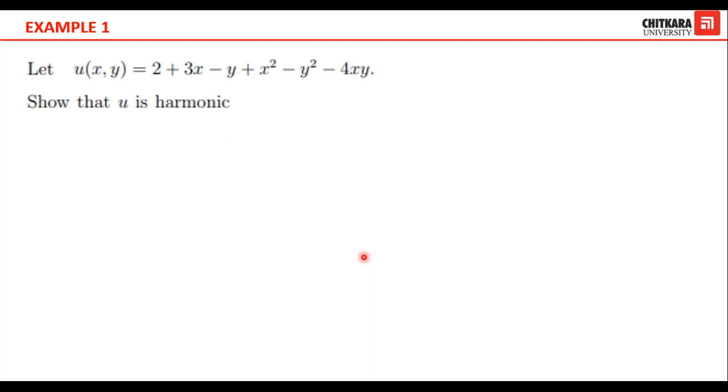Let's look at the first example. Let u is equal to 2 plus 3x minus y plus x squared minus y squared minus 4xy. Show that u is harmonic, right? Let's recall, what was the definition of harmonic function? It should have continuous second order partial derivatives. And secondly, it should satisfy the Laplace equation. And what was the Laplace equation? Del squared u by del x squared plus del squared u by del y squared should be equal to 0, right? So let's see, what is the solution all about?